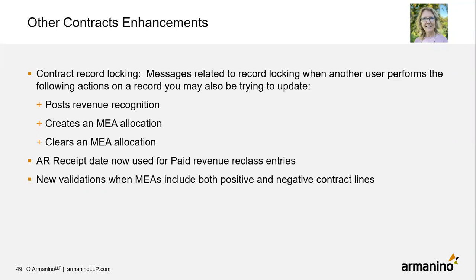Okay. The AR receipt date is now used for paid revenue reclass entries. So they're using the receipt date. And there are new validations when MEAs include both positive and negative contract lines.